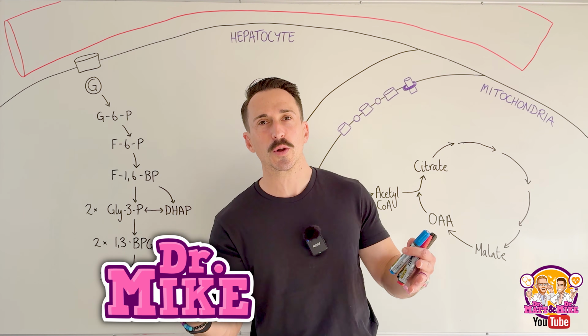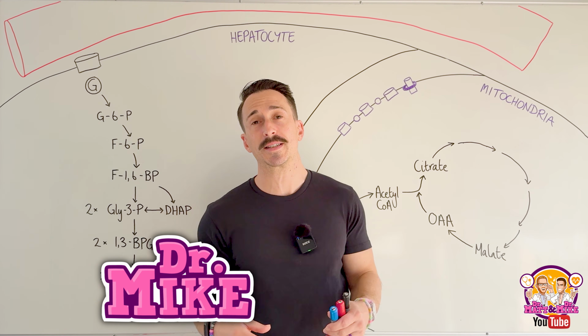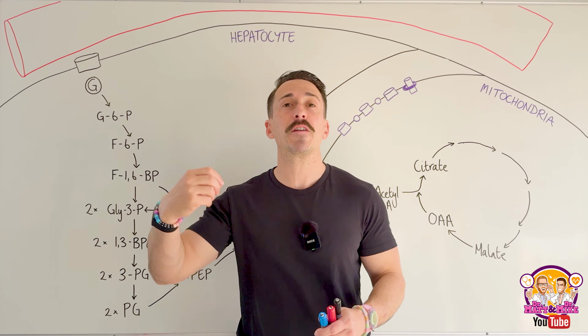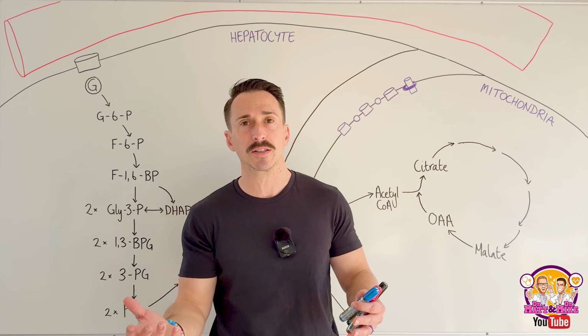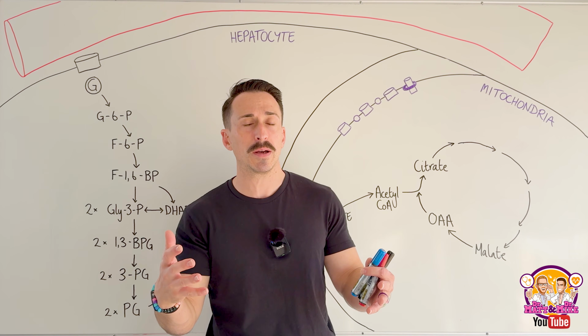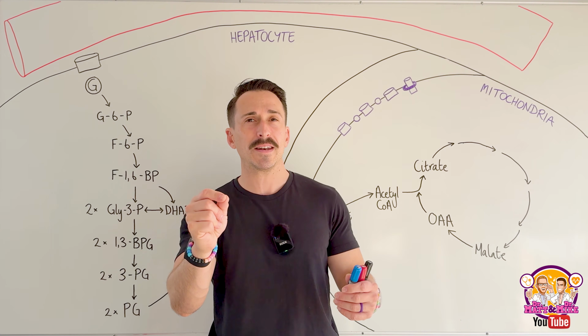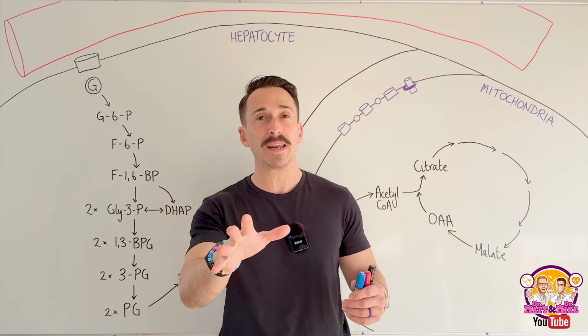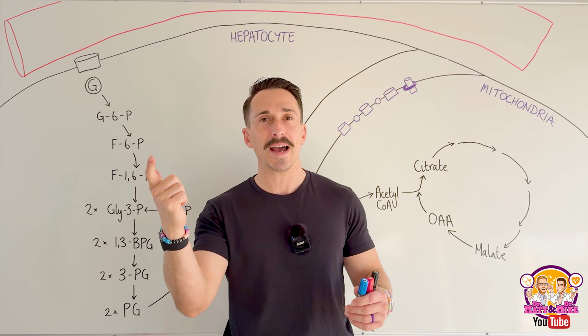In this video, we're taking a look at the process of gluconeogenesis. This is the production of glucose in the liver to be able to feed the rest of the body during times of fasting. So 6 to 8 hours between meals or even more. And we're creating this glucose from non-carbohydrate based sources, meaning proteins and fats. Let's take a look.